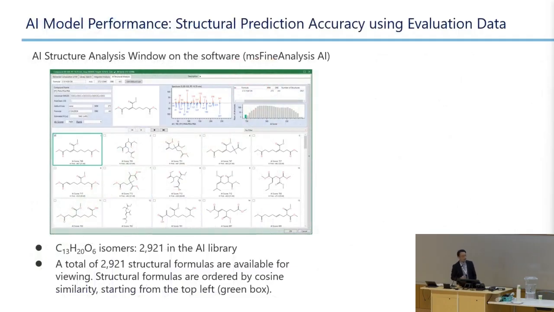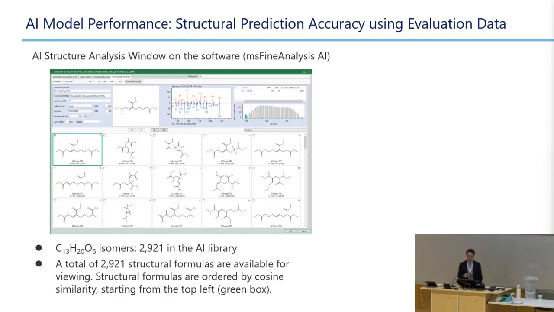And this is the software's actual graphical user interface. Again, the AI library has a huge number of mass spectra, so we have to narrow down the structure candidates. We can use the molecular formula information, and then we can see all isomer structures at once. This is just an example. In our AI library, this compound has almost 3,300 isomers, and we can see all isomers at once.